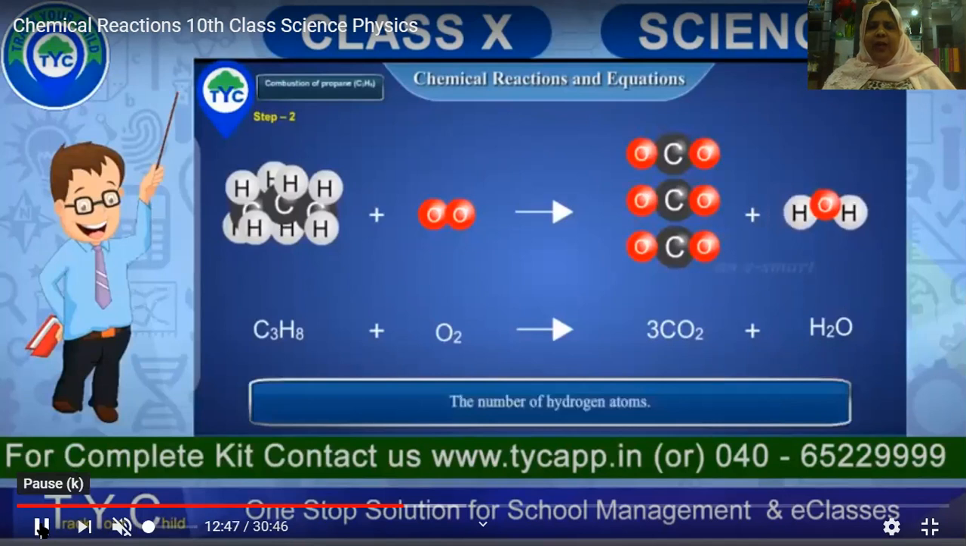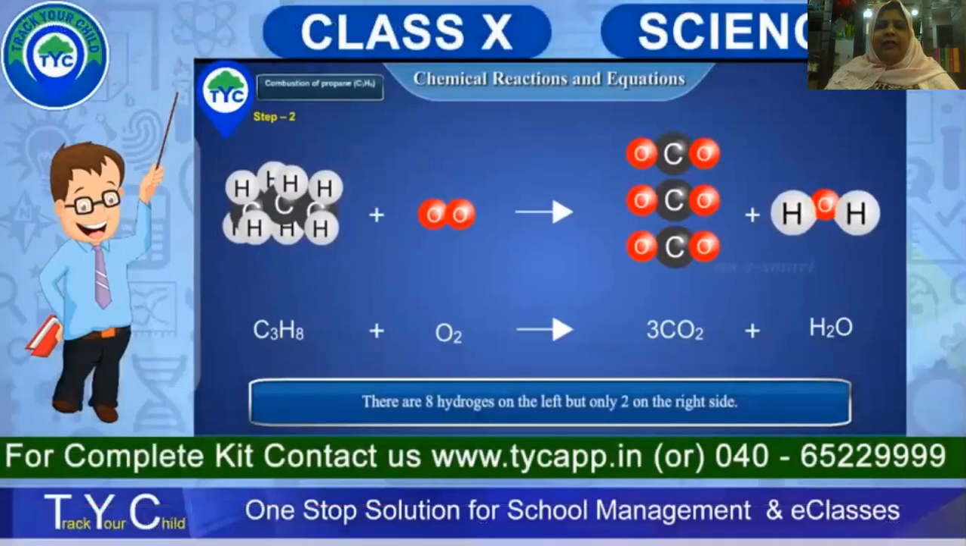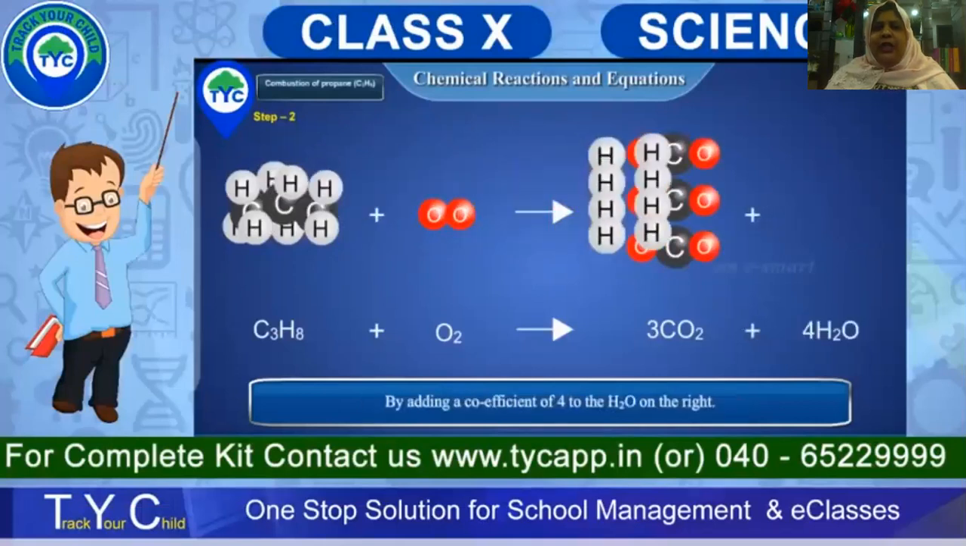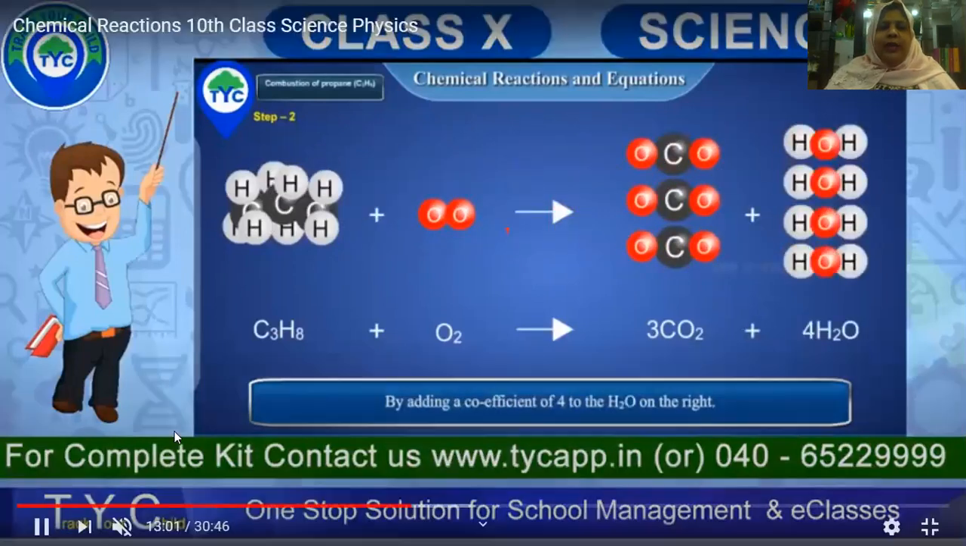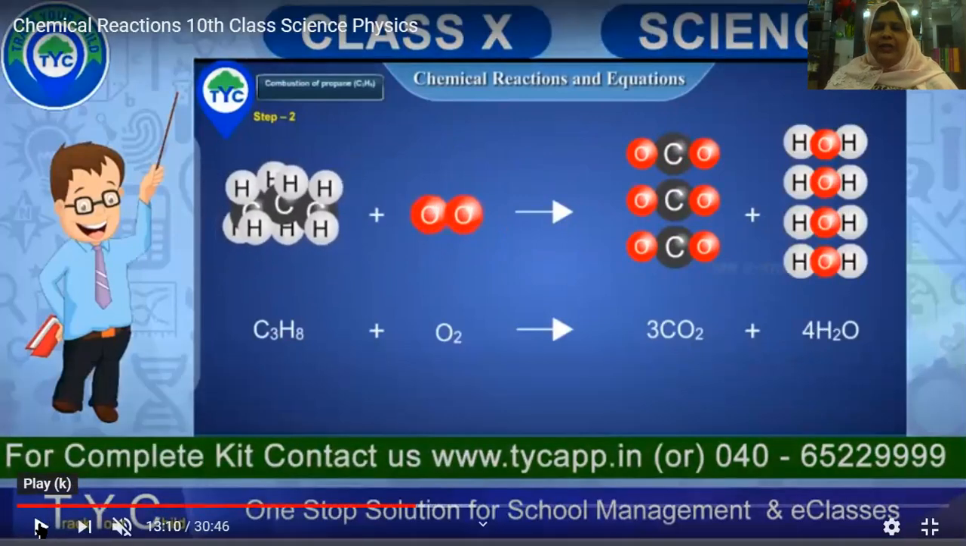Now, the number of hydrogen atoms. Let us see how many hydrogen atoms are there in the reactant. On the reactant side, we have 8 hydrogens, and on the product side, we have only 2 hydrogens. So we are going to add 4 more molecules of water on the right-hand side. Now we could balance hydrogen. We have 8 hydrogens in the reactants, and in the products also you will find 8, 4 times 2 is 8 hydrogens.